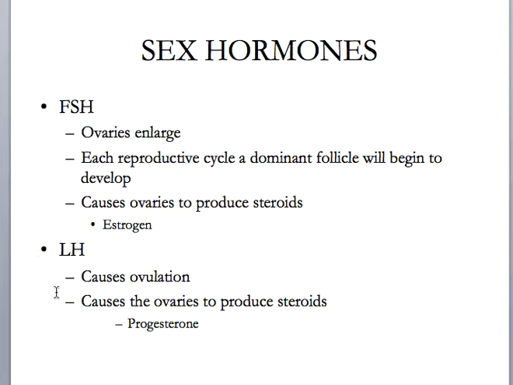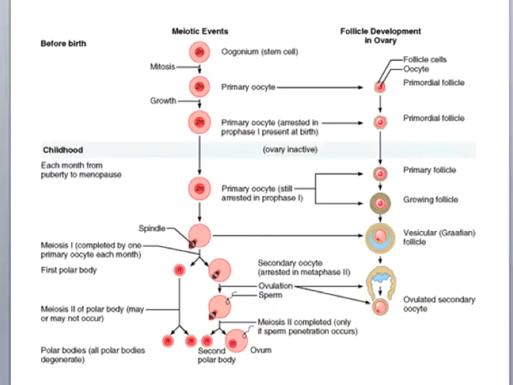Luteinizing hormone, I'll talk about luteinizing hormone, stimulates a structure in the ovaries called the corpus luteum, which is what's left behind after ovulation. So luteinizing hormone causes ovulation, as well as causes that corpus luteum that's left over to produce a steroid hormone called progesterone. And progesterone will be responsible for maintaining the endometrial lining for possible implantation of a fertilized zygote.